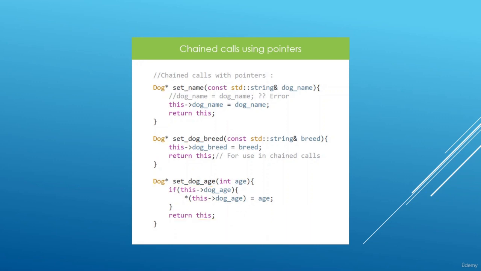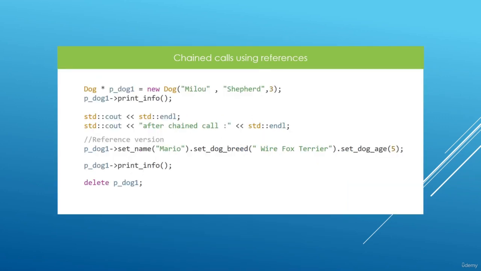We can do the same thing using references, but our setup is going to be somewhat different. We have our dog object here, and we're going to do our chained call here. We're going to say setName through the pointer because we have a dog pointer here, but after that, we're going to return a reference from the functions. So setName is going to return a reference. We're going to go through that reference to set the breed. setDogBreed is going to return a reference, and we are going to go through that reference to set the dog age. If we print the information now, we're going to see that we have new information in our dog object.